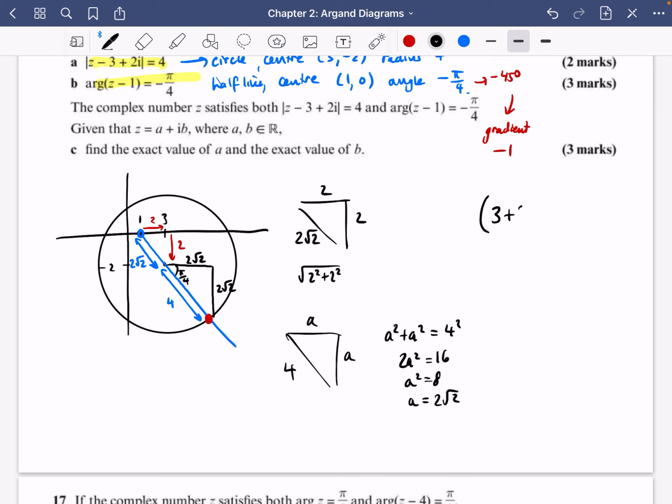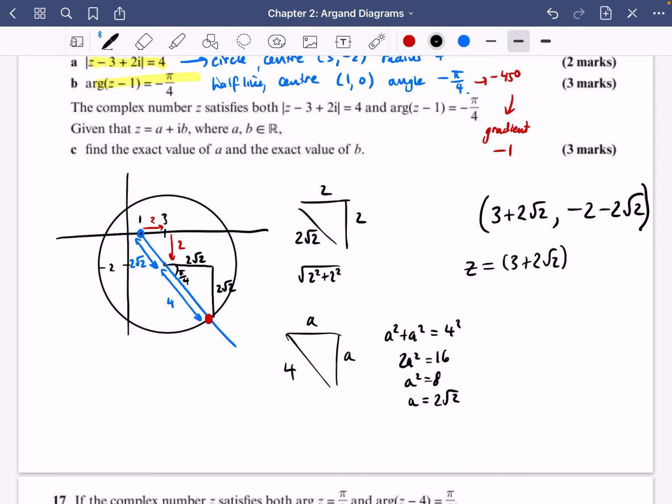So it's 3 across and a further 2 root 2 across. Now for the y-coordinate, we've already moved 2 down, so it's -2, and we're coming a further 2 root 2 down. So we've gone across in the x direction to get here, we're moving down 2, and we're moving down a 2 root 2 to get to this bit. So it's going to be a -2 and a -2 root 2, meaning that the complex number is 3 plus 2 root 2.